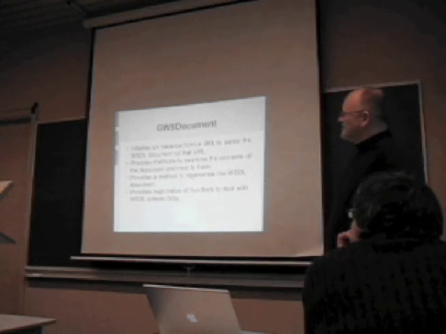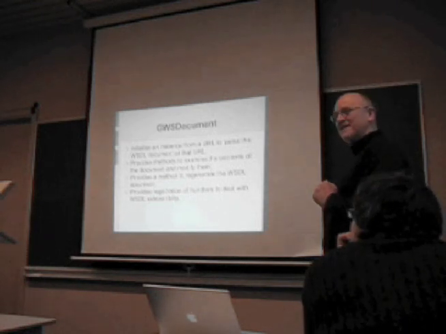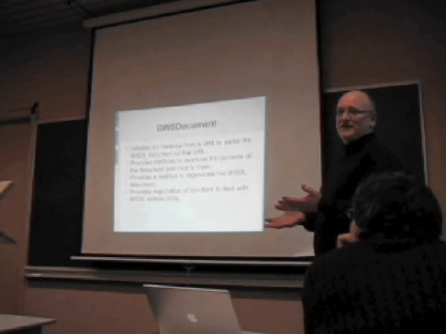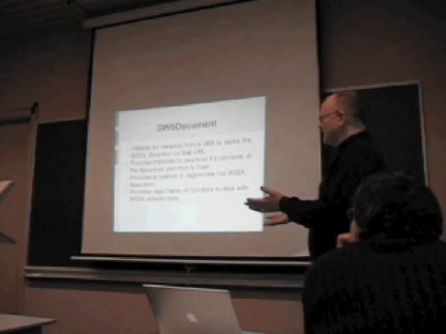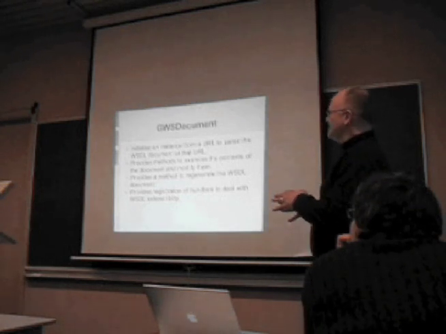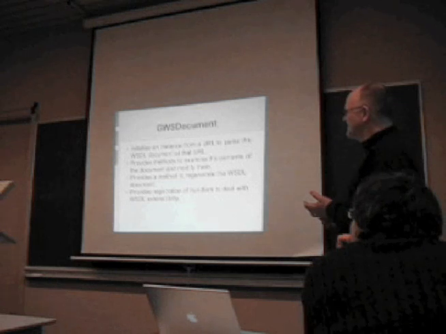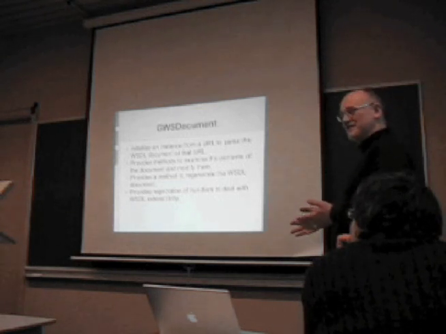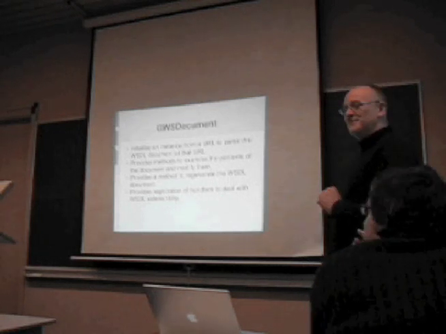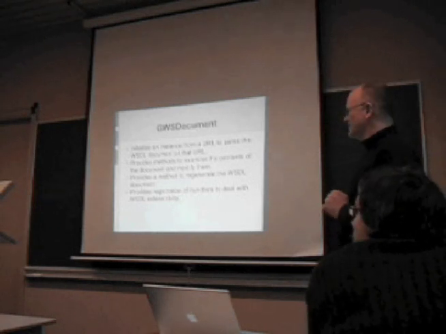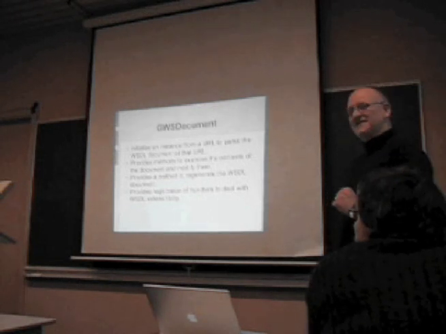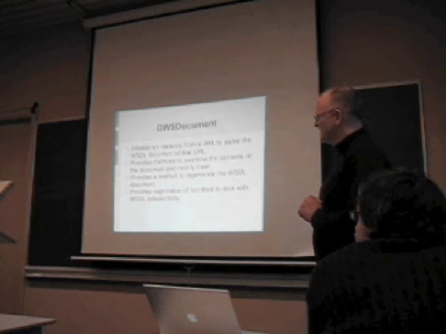Right, so the top of the structure, the tree, is the GWS document. That's initialized from a URL generally, or maybe from a local file. That downloads or loads in the file, parses it, and creates an instance of the GWS document. And that provides methods to examine the contents of the document and to modify them so we can edit. It also provides a mechanism to regenerate a WSDL document so you can post out a new version of it. Finally, it provides a registration mechanism for the handlers to deal with WSDL extensibility.